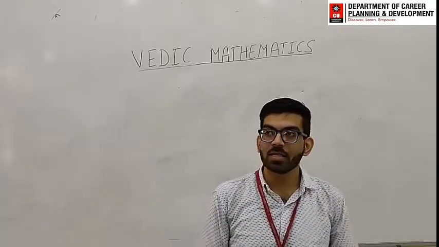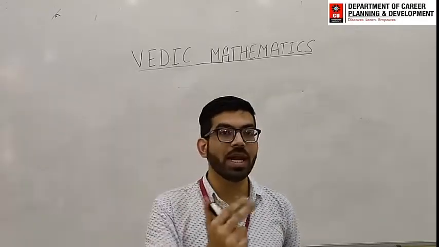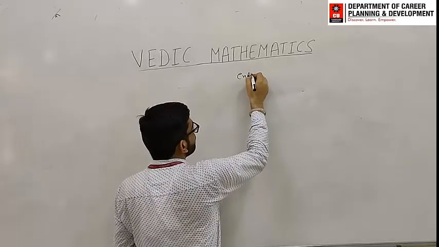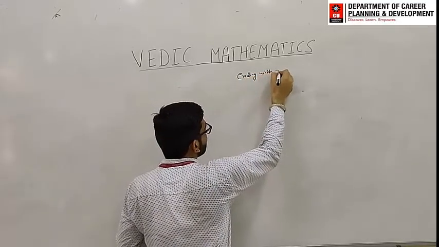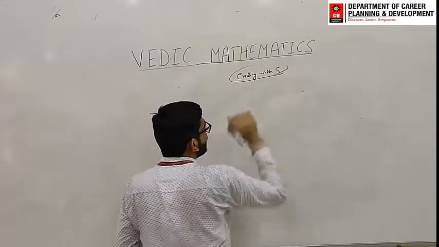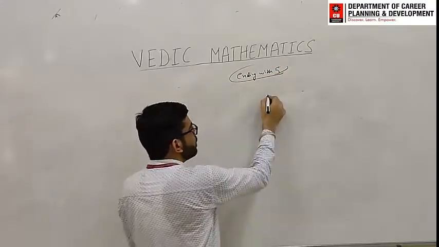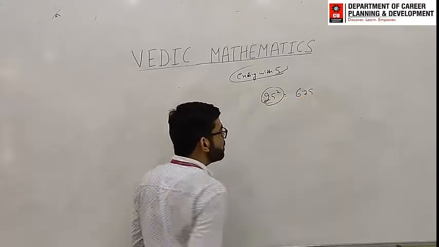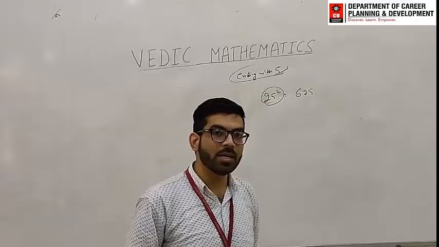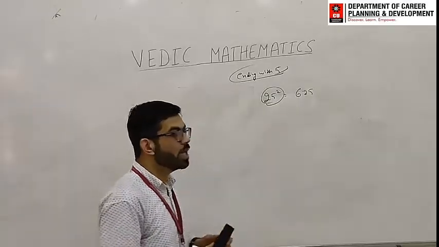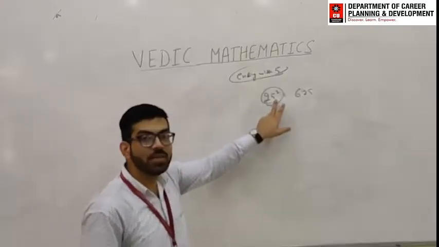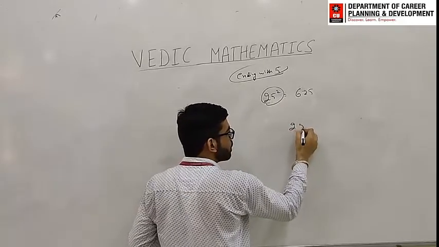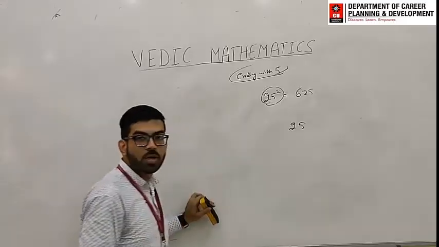Okay, let's discuss the squares of numbers which are ending with 5. Suppose the number is 25. As you already know, the square of 25 is 625. Just see the trick, how you will apply it when the numbers are ending with 5. Whenever you see a number ending with 5, you can write the square of 5 first. That means square of 5, 25.